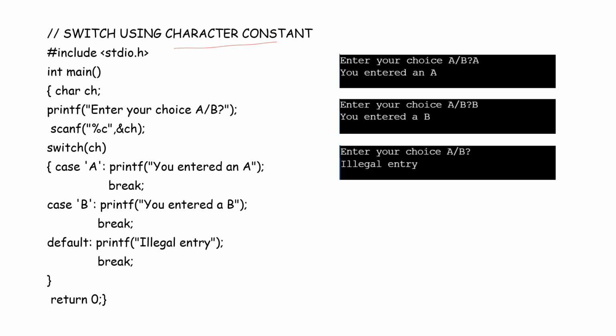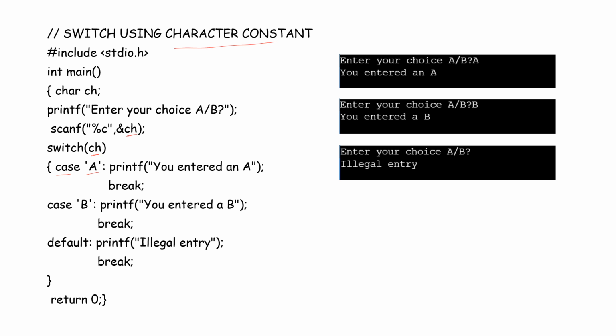Now this is a simple program to check what choice the user has entered, whether he has entered A or B, right? So I design my switch block by passing the character constant. I've stored this character constant into a variable called ch. Right? Now always the character constants are put inside single quotes. Okay? So case is a keyword, followed by the character constant put inside single quotes.